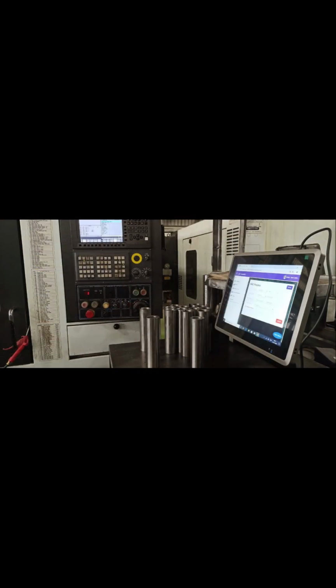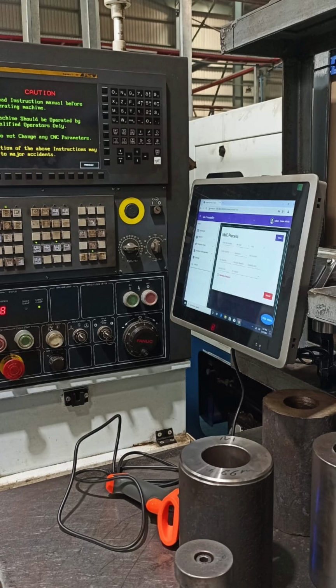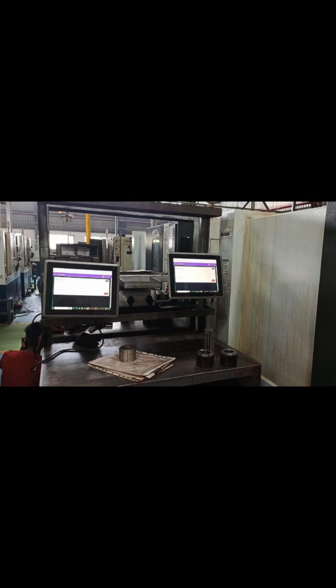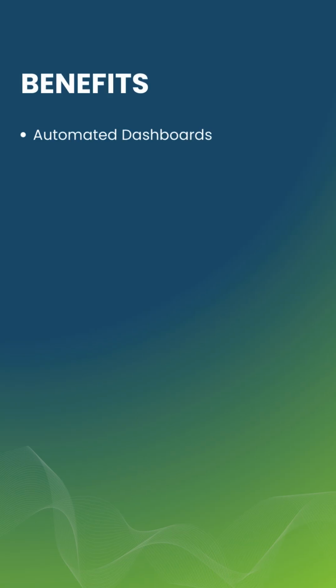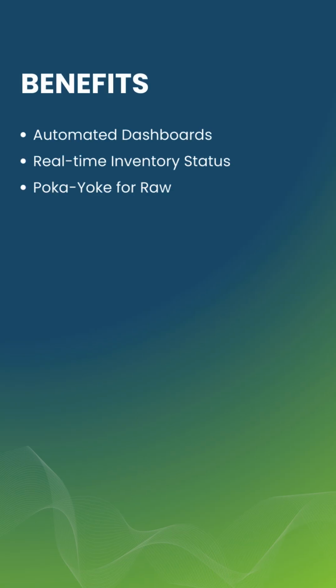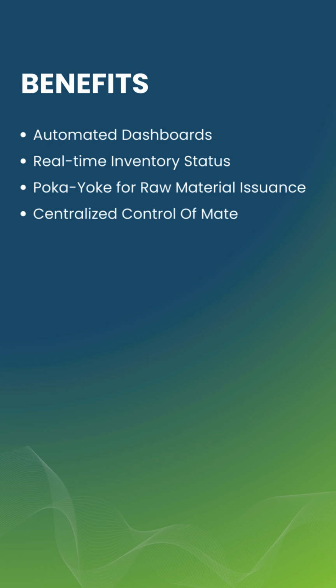Shop floor walkthrough. Let's have a look at the setup done at various stations on the shop floor. This solution is helping our client to see automated dashboards and get real-time inventory status. It is creating a mechanism for raw material assurance. This system is empowering our client to establish centralized control of material assurance.